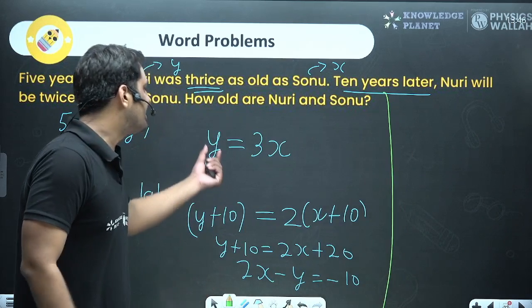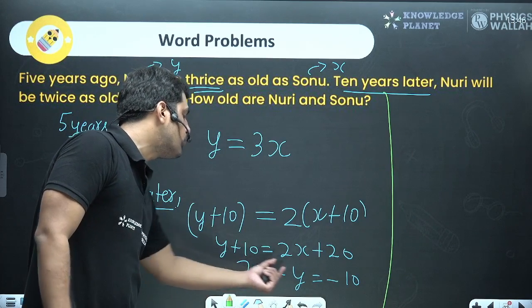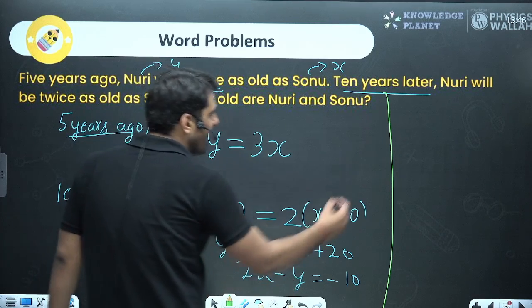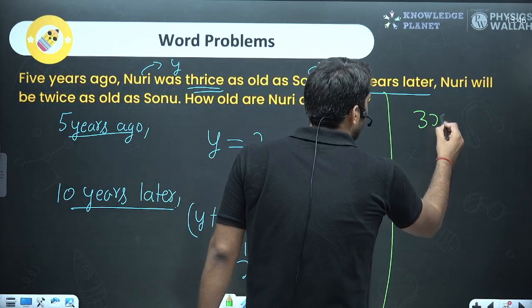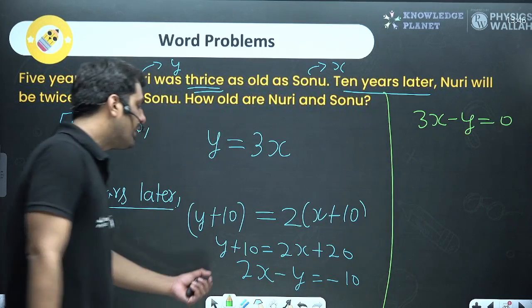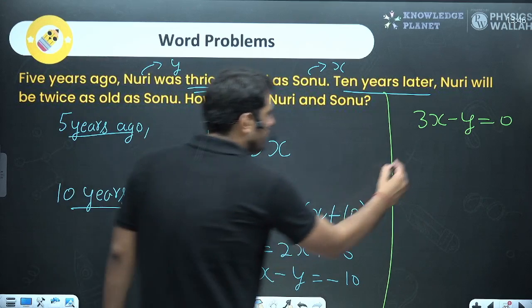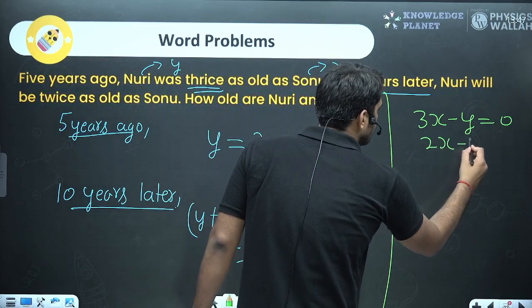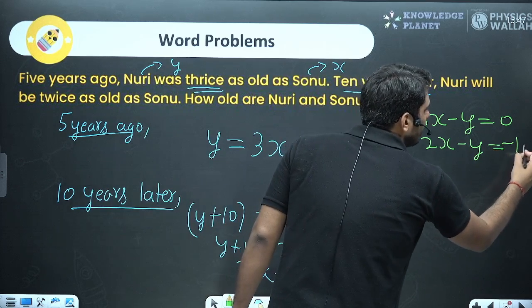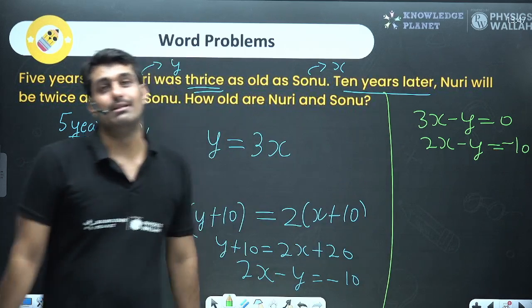One equation is y equals 3x. Another equation is 2x minus y equals minus 10. So basically I can write this as 3x minus y equals 0, and another is 2x minus y equals minus 10. These are the two equations which we have formed using the word problem.